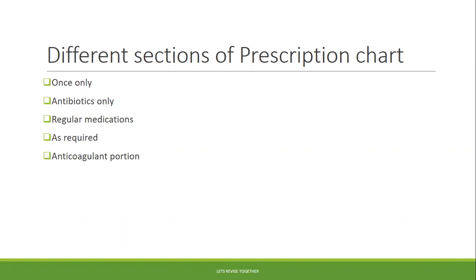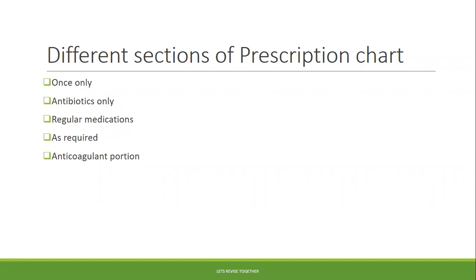If you have a prescription writing hard copy with you, you can open it, or soft copy, and see on the first page, mostly it is once only medication. After that, it is antibiotic only. And then it can have an anticoagulant portion. It can have regular medication and as required medication portions. The anticoagulation portion can be there and it can be absent.